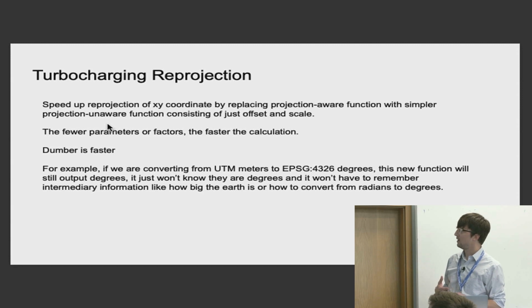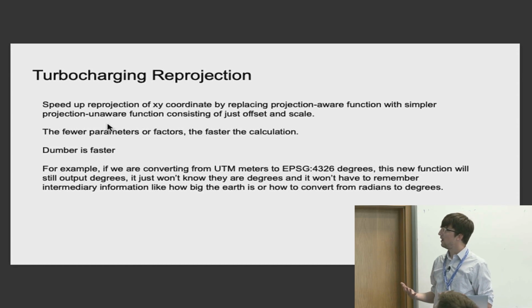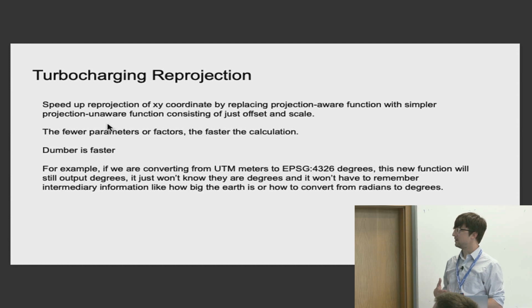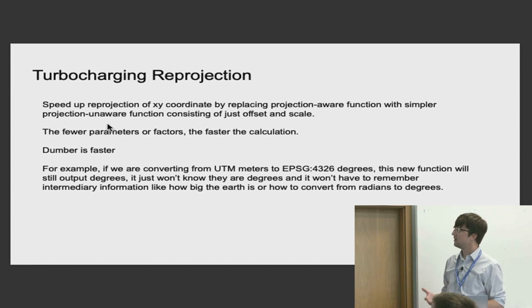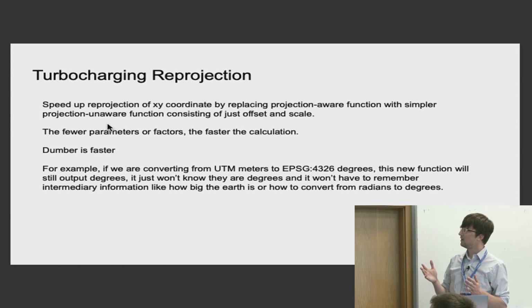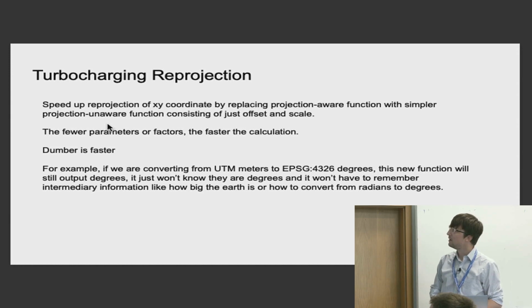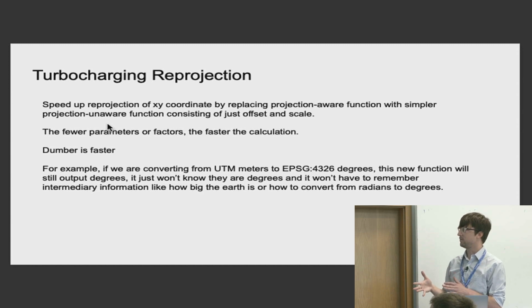For example, if we're converting from UTM meters to degrees, we'll still output degrees, but the function in the program doesn't know they're degrees. It just knows the general units that we want. And you don't have to remember intermediary information you use in your function, like the circumference of the Earth. It's not important, or the radius degrees. You just need offset and scale. That can also sometimes be referred to as the bottom left or the top left corner of the bounding box, and scale is sometimes referred to as pixel size.